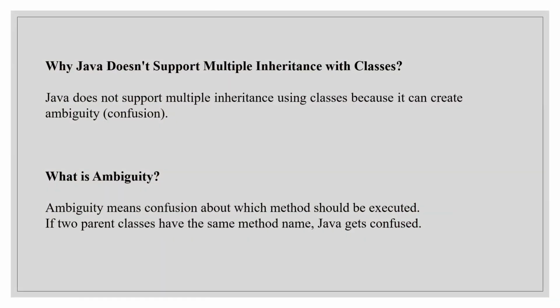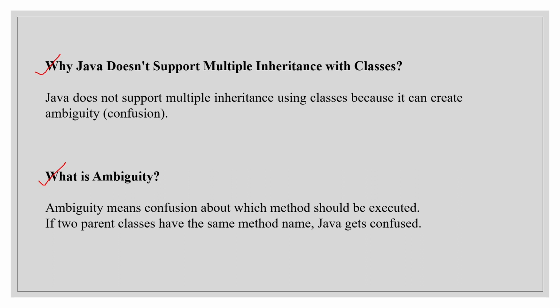Now let's understand why Java does not support multiple inheritance with classes and what the ambiguity is. It will not support multiple inheritance with classes because it can create confusion in the program. Now the question is, what kind of confusion is it? The confusion is about which method should be executed.